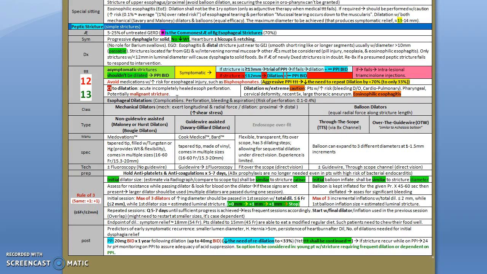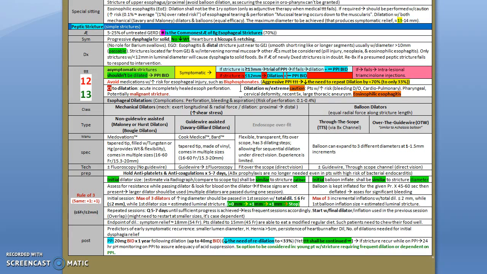Contraindications to esophageal dilatation are acute, incompletely healed esophageal perforation and potentially malignant stricture. The strictures that you need to dilate with extreme caution are strictures related to eosinophilic esophagitis mainly.